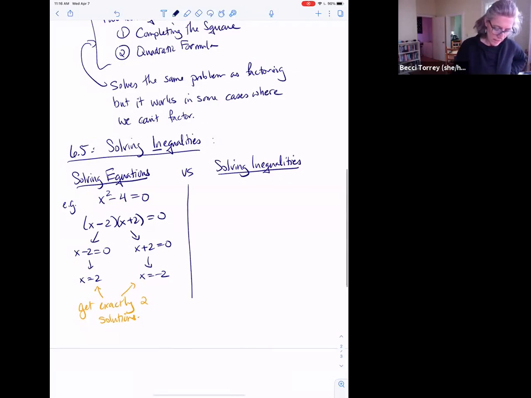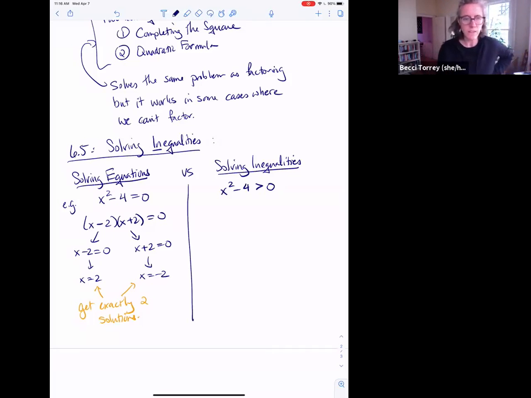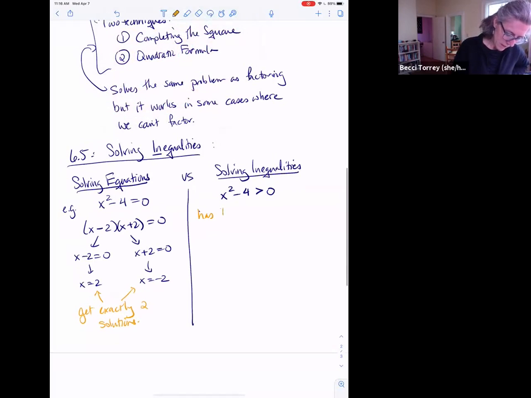When we do solving inequalities, for example, we have x squared minus 4 is bigger than 0. Now we're looking for the x values, not where we get equal to 0 when we plug it in, but the x values where you get something that's bigger than 0. Here we have not just two answers, we have infinitely many solutions. I'll put this in orange to compare.